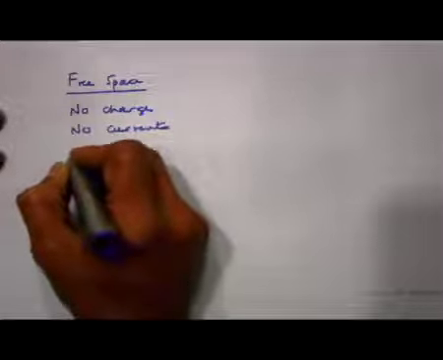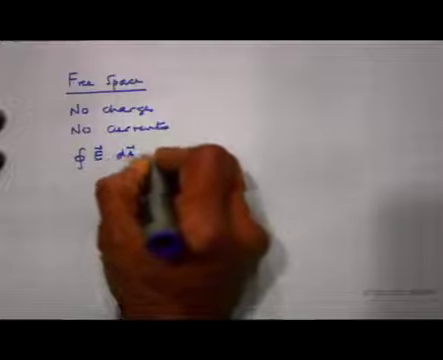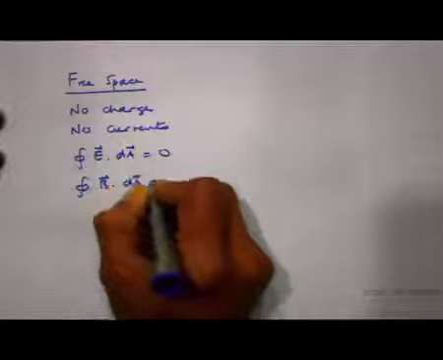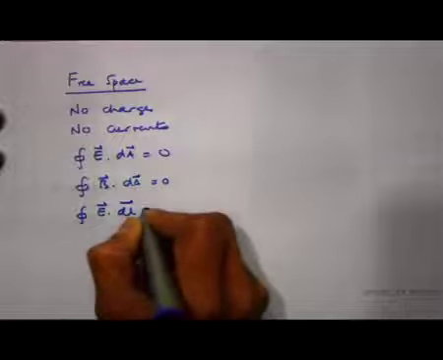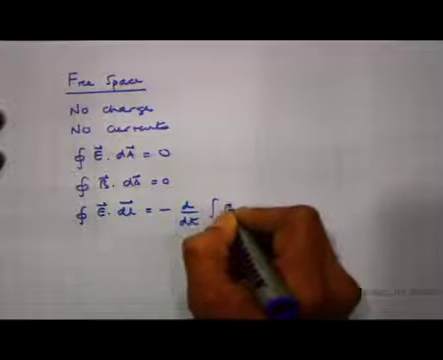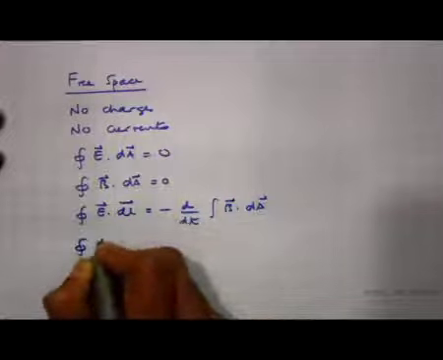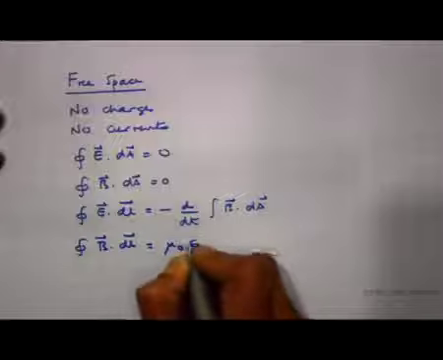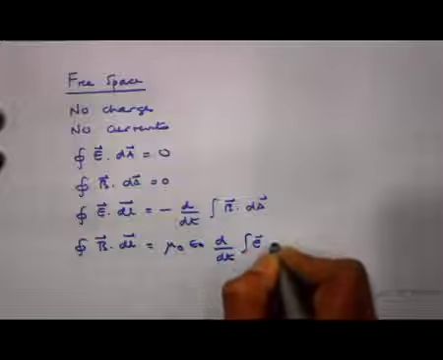So, the electric field and magnetic fields satisfy the following equations: integral E dot dA is equal to 0, integral B dot dA is equal to 0, integral E dot dL is equal to minus d by dt of integral B dot dA, and integral B dot dL is equal to mu 0 epsilon 0 d by dt of integral E dot dA.